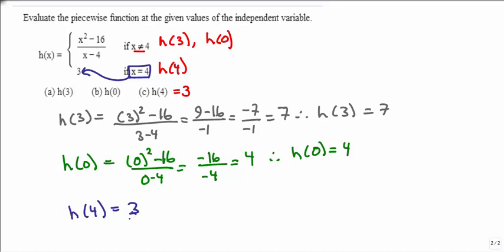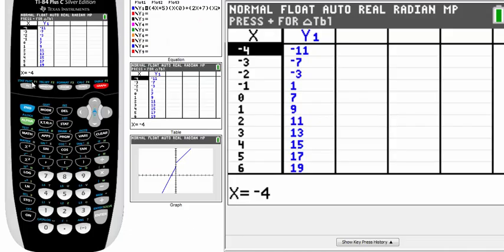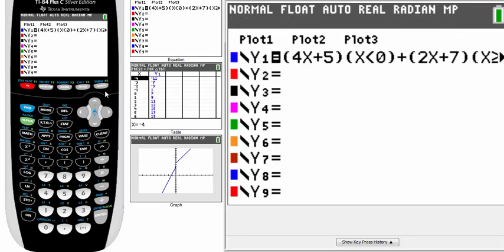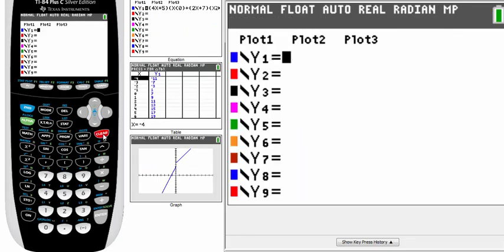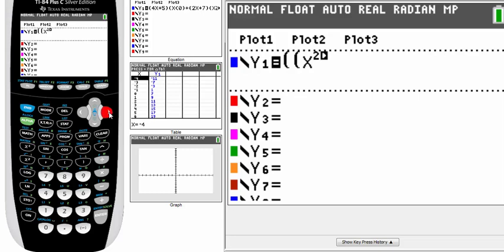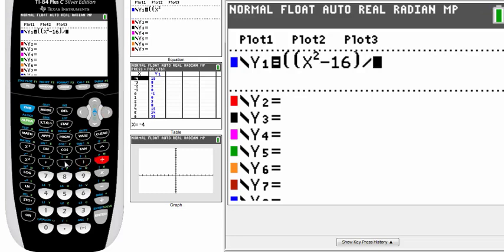Now, how would we graph this on your calculator? Let's go ahead and pull up your calculator. Go ahead and click y equal and clear out your last graph. Now, we have to be really careful about how we use our parentheses here. I'm going to have one set of parentheses for the function, another for the numerator. So in the numerator we have x squared minus 16, close parenthesis, divided by x minus 4.